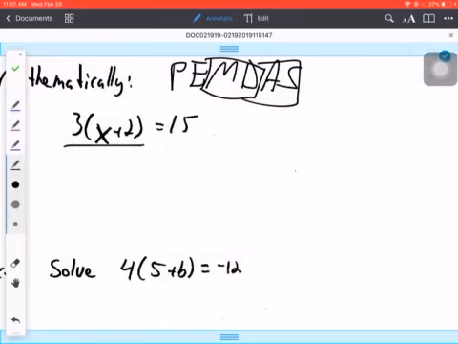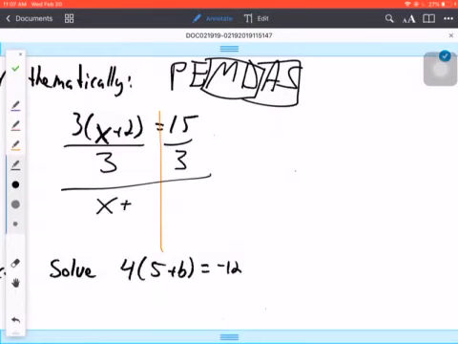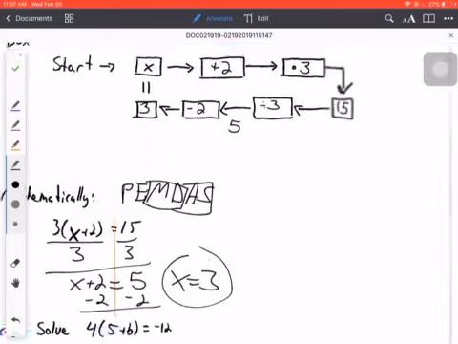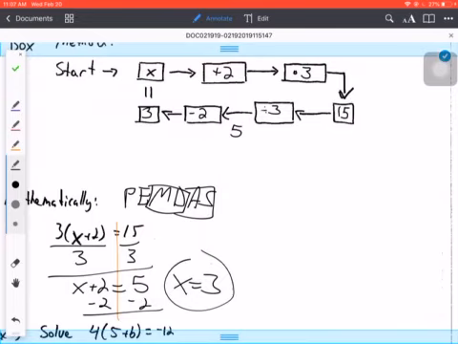So what we're going to do is we're going to divide. Remember, we always want to have our line down the middle too, so let's get that right away. We're going to divide both sides by 3. So all that remains is x plus 2 equals 5. Now I have a plus 2, so I want to subtract 2 from both sides, and I get x equals 3, which happens to be exactly what we got up in our box method.